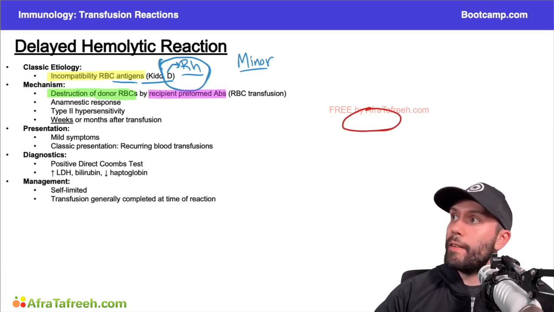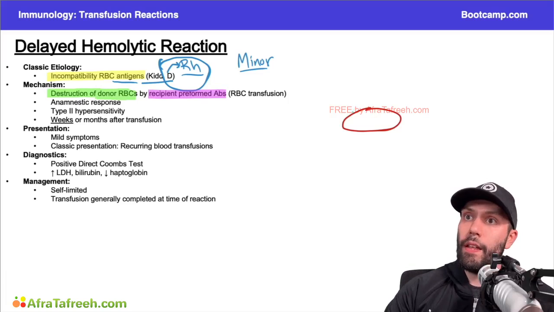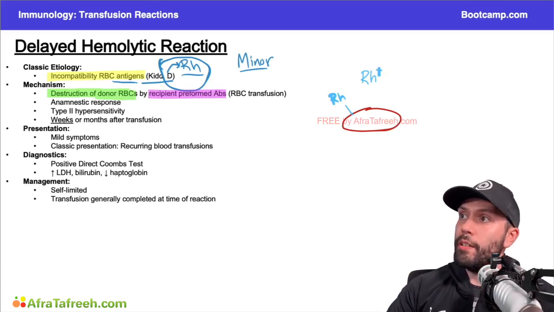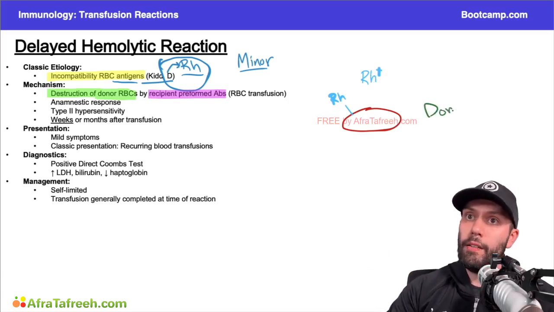So we're just going to look at these minor antigens. Let's just say that this red blood cell has an Rh antigen. Okay, so we can say that this is essentially an Rh positive donor. Okay, we can also use the KIT antigen. We're just using this as an example. And this red blood cell is going to be in my donor.